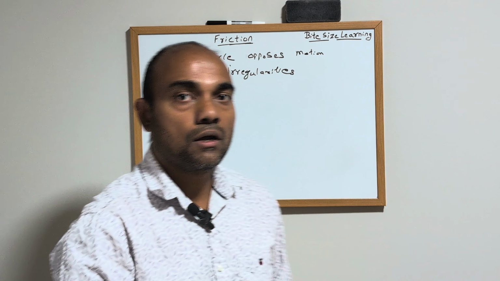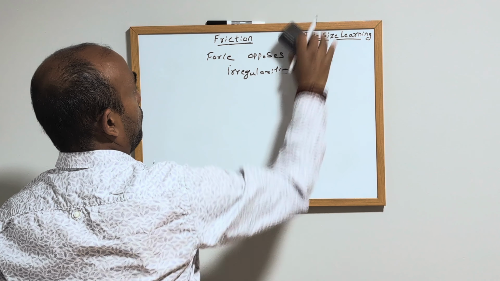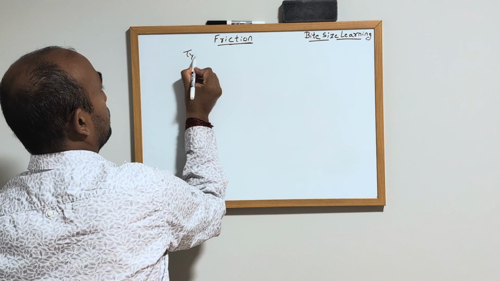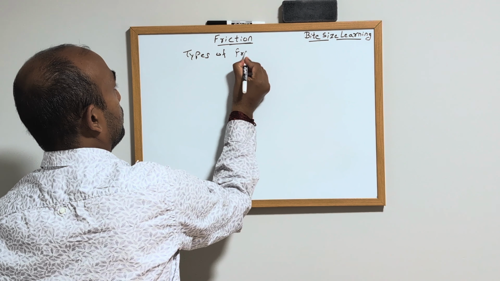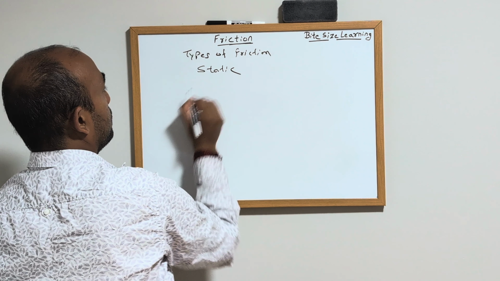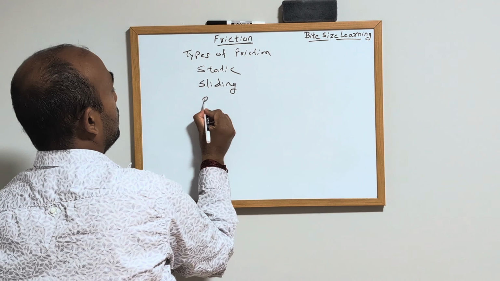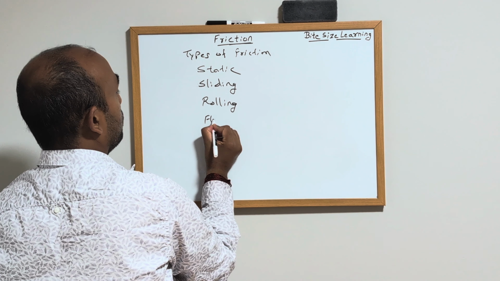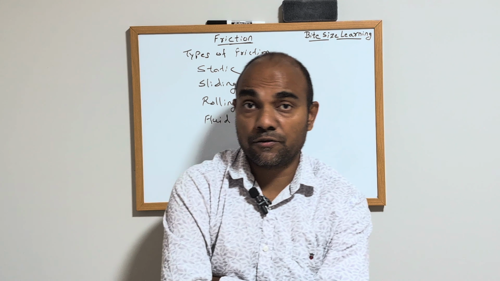Now let's understand what the types of friction are. One is static friction, second is sliding friction, third is rolling friction, and the fourth is fluid friction. So what is static friction?